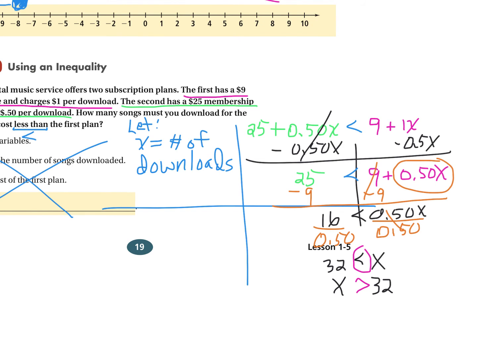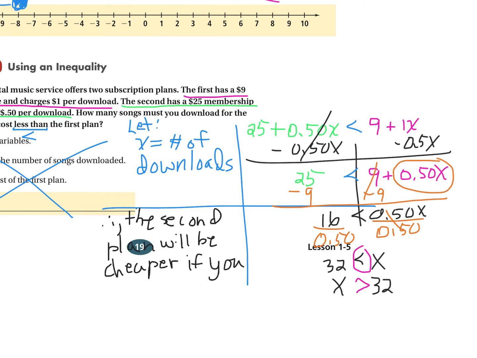So the answer to our question is therefore the second plan will be cheaper, or however you want to say it, if you download more than 32 songs. Now, if you download exactly 32 songs, then both plans are going to be equal. So it has to go more than 32 songs, which means 33 or more.